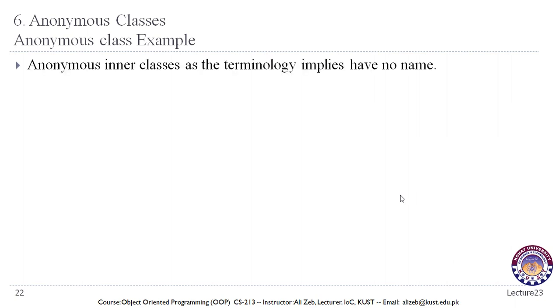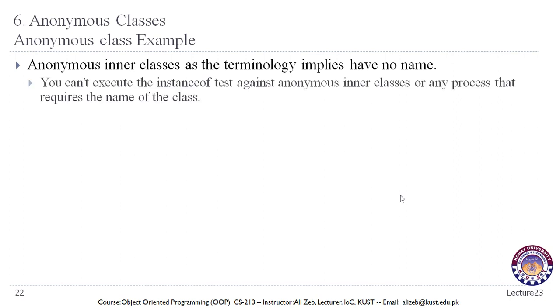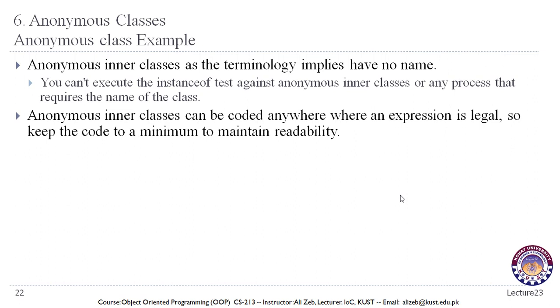Anonymous inner classes, as the terminology implies, have no name. You can't execute the instanceof test against anonymous inner classes or any process that requires the name of the class. So we cannot test for an object to see if it is an object of the inner class using the instanceof keyword, since the anonymous inner class has no name.